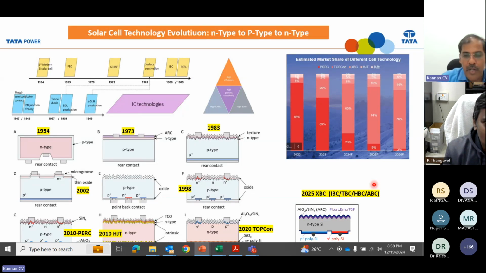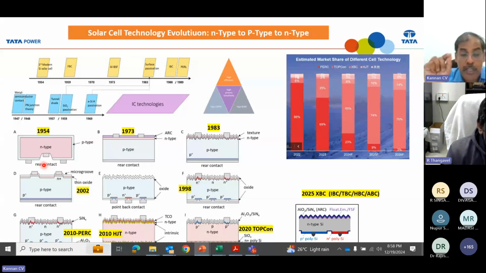This is one good example of where you start and where you will end. The first solar cell was produced at Bell Lab in the 1950s. That was the back contact, N-type based back contact technology, the first solar cell developed in 1954 at Bell Lab, right? That was the starting point of the solar PV cell device, using an N-type based wafer, not P-type, with the back contact technology.